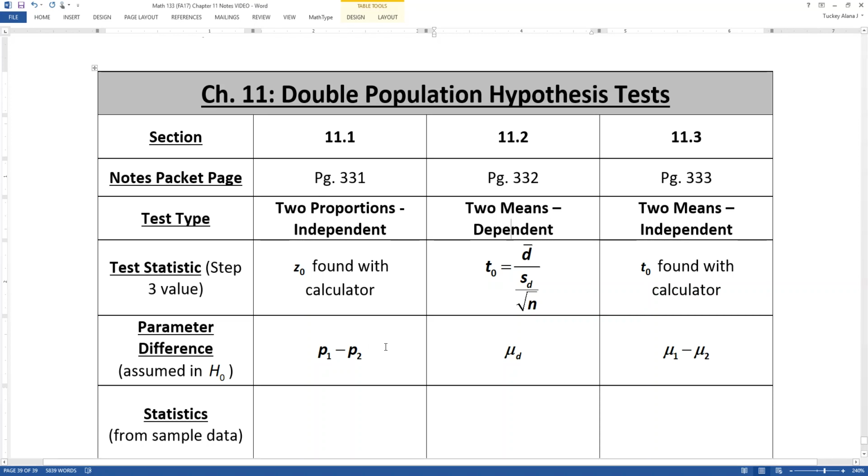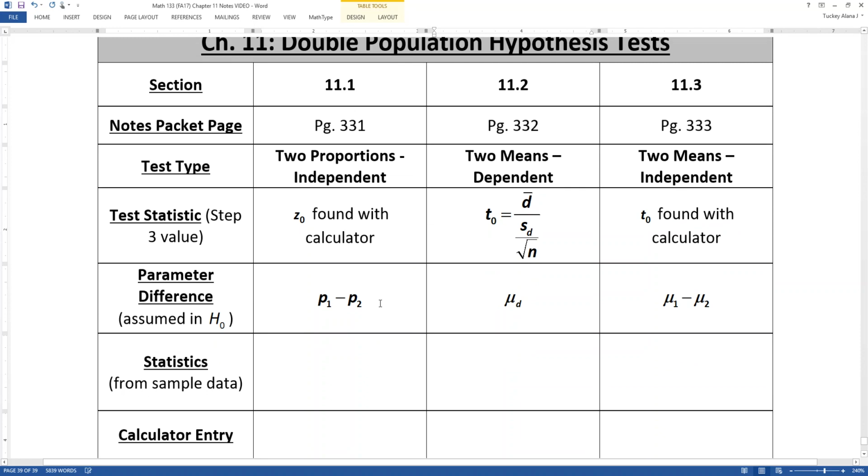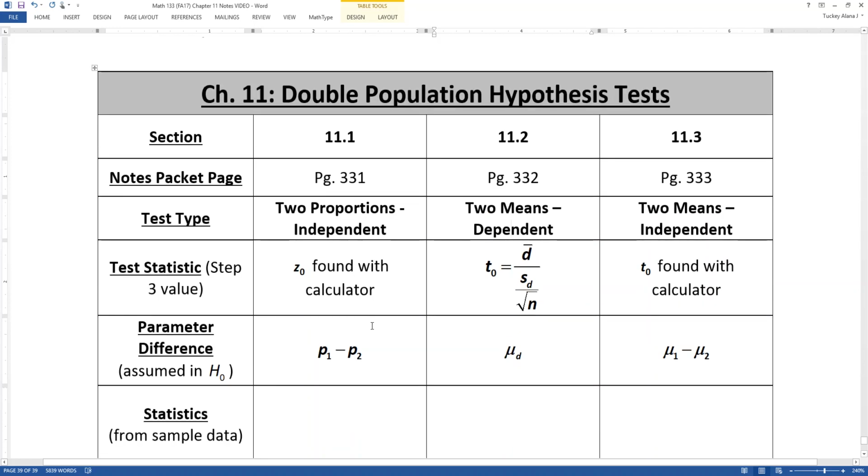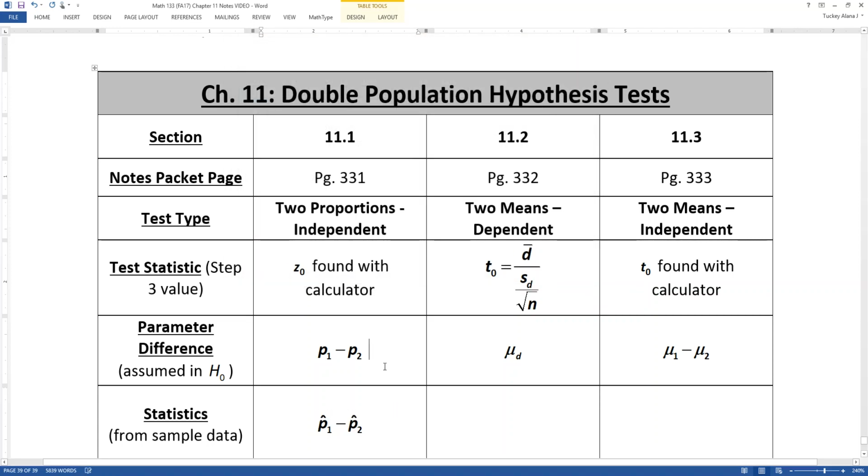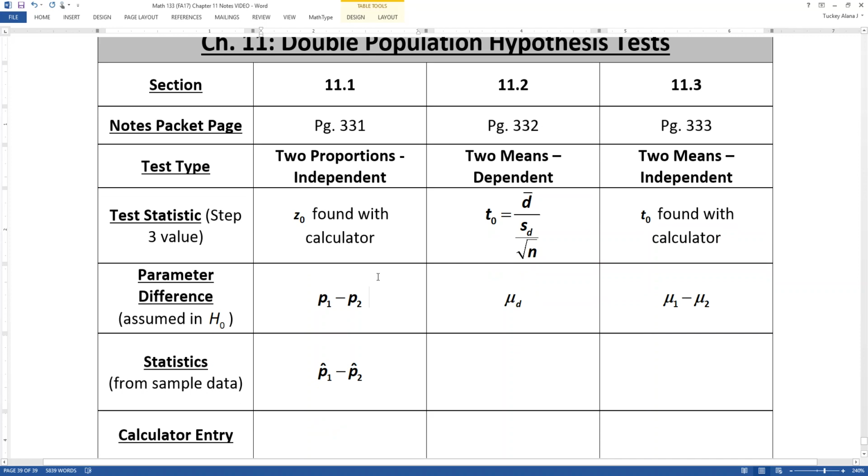All right, now what parameter are we hypothesizing about in our null hypothesis? Well, in the 11.1 section, we're hypothesizing a difference in the proportions. We're assuming that the proportions for the two groups is different in this particular way, right? And the statistic we use to test that is p1 hat minus p2 hat. So we're using the difference in the sample proportions to test the difference in the population proportions, but we're using our calculator to do it because the formula, again, is just horrendous. We don't want any part of that formula.